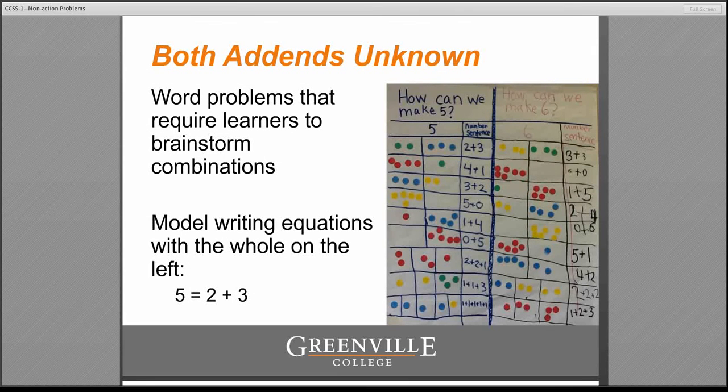I do want to say one thing about both add-in and known problems before we move on to compare problems, and that is something that the Common Core authors have been very specific to point out, and that involves writing equations. If you look at the image here, this was done with a group of kindergarten children. They were decomposing 5 into different values. Actually, they had a little story about apples, and so they were finding the different combinations they could have of red apples and green apples. And then in the column behind that, you'll see that I was modeling for them how mathematicians write that.